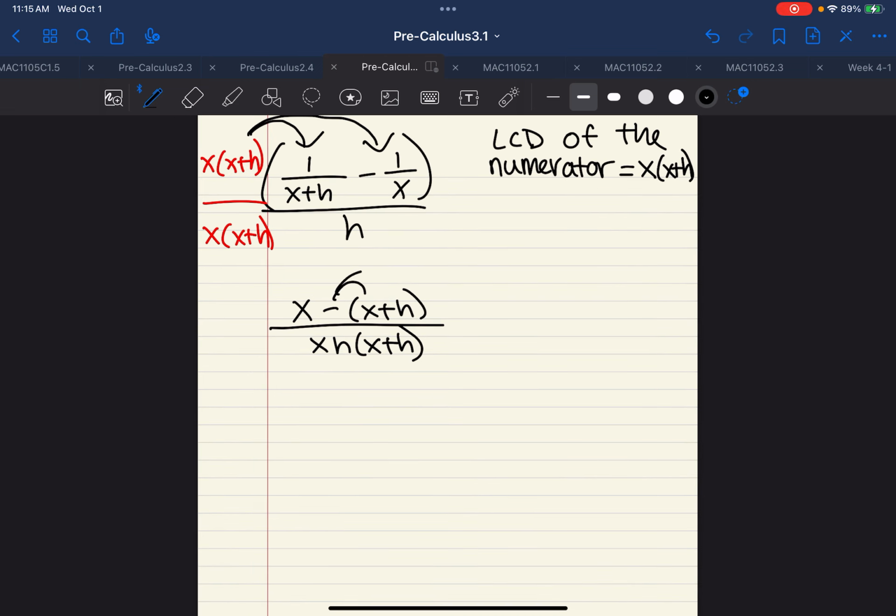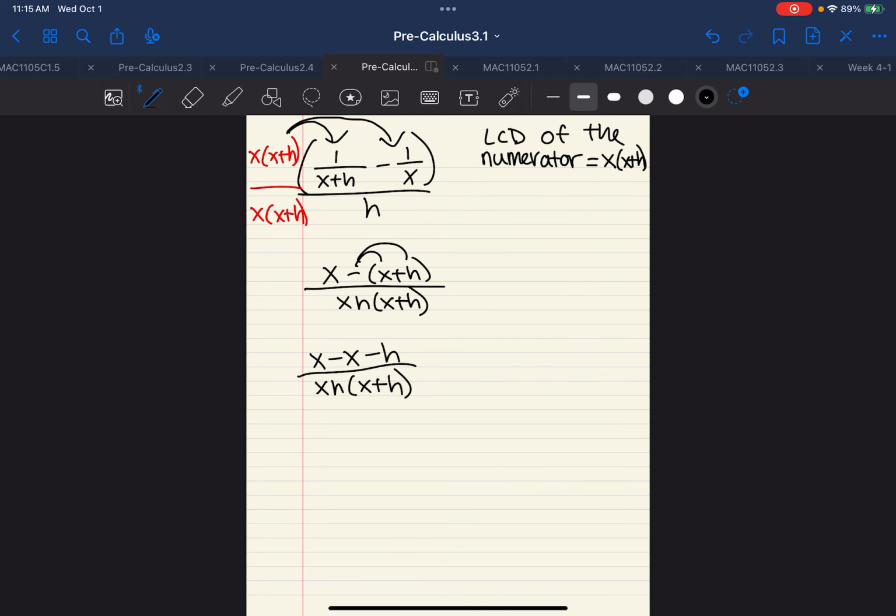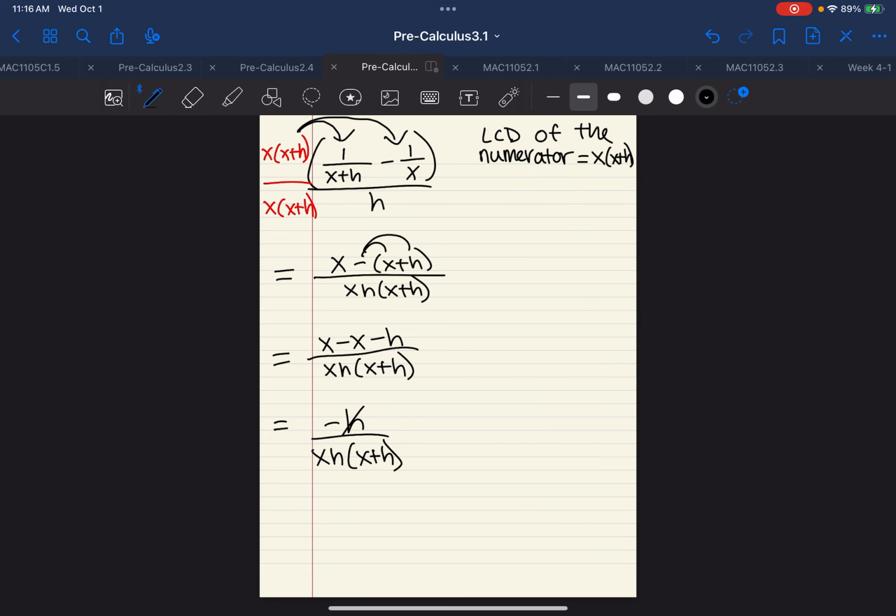So on the top, we'll distribute that, give us x minus h. And I'm just going to leave the bottom as this product real quick for right now. Now the x's will cancel on the top, and that will leave me with, let me put some equal signs here, sorry, negative h over x times h times x plus h. And so these h's will cancel, leaving me with negative 1 on top times x plus h.